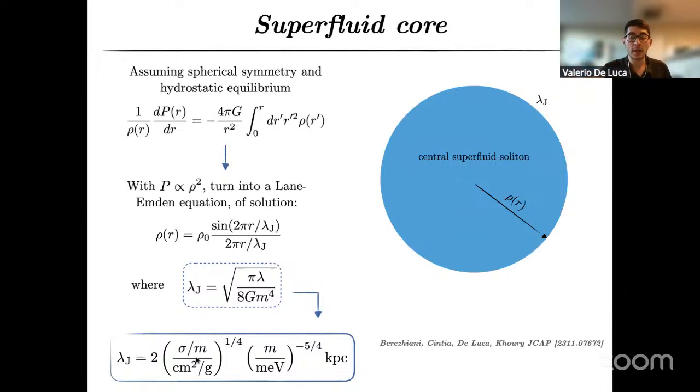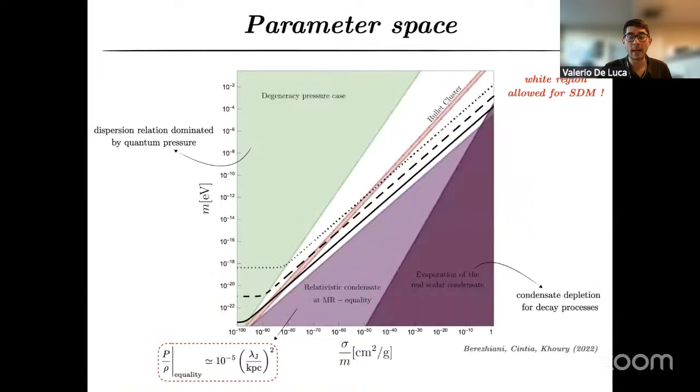Okay, so all these arguments allow us to bring up a parameter space for this model to work. This is the plot which shows on the vertical axis the dark matter mass as a function of the cross-section of the system. And there are already various colored regions where the model is ruled out. In the dark magenta region, the self-interactions are so large that there will be decay processes, so the condensate is basically evaporating with time. The light magenta region, on the other hand, is ruled out because the condensate will be relativistic at matter-radiation equality, which of course we know is against the principle of cold dark matter and so on.